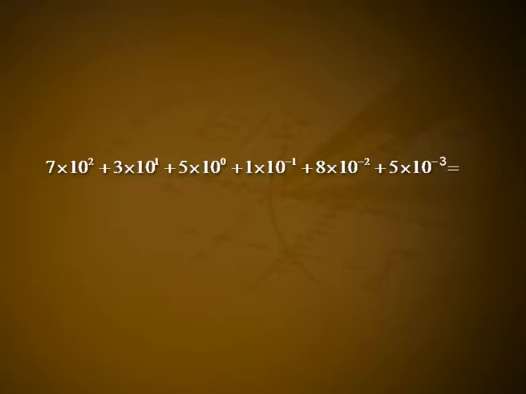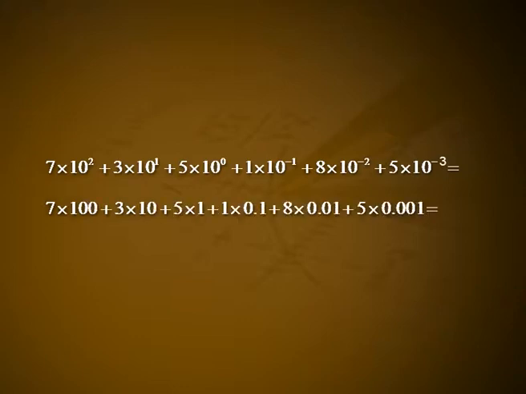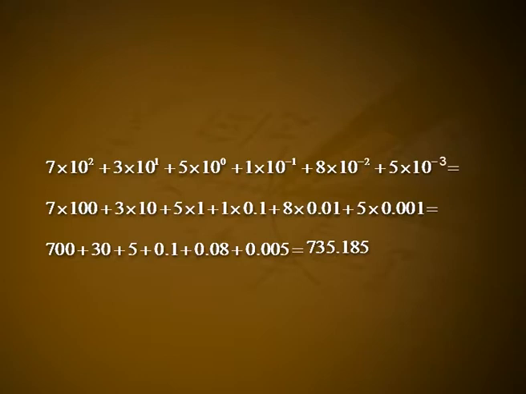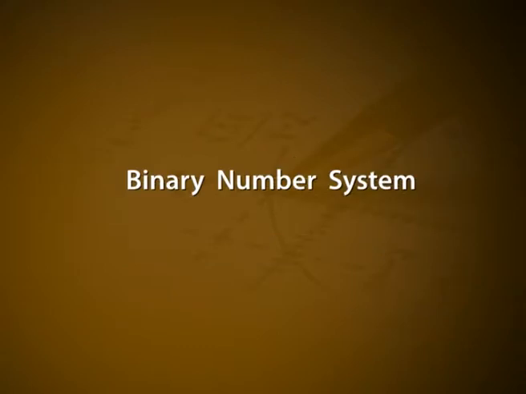735.185 is represented as follows: 7 × 10^2 + 3 × 10^1 + 5 × 10^0 + 1 × 10^-1 + 8 × 10^-2 + 5 × 10^-3, which is equal to 7 × 100 + 3 × 10 + 5 × 1 + 1 × 0.1 + 8 × 0.01 + 5 × 0.001, equal to 700 + 30 + 5 + 0.1 + 0.08 + 0.005, which is equal to 735.185.